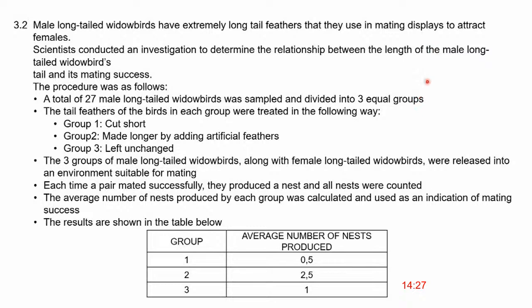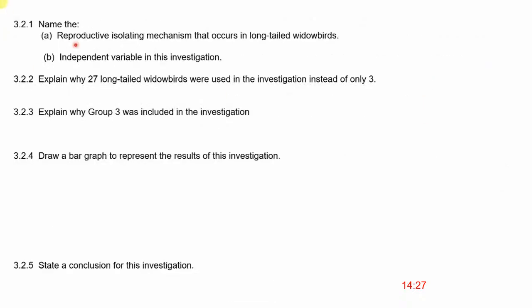So let's look at the questions. Name the reproductive isolating mechanism that occurred in the long-tailed widowbird. So, it's species-specific courtship behavior, because the courtship behavior was determined by the length of the tail, right? The independent variable, right? What did we change? The length of the tails, right? That was the factor that was changed.